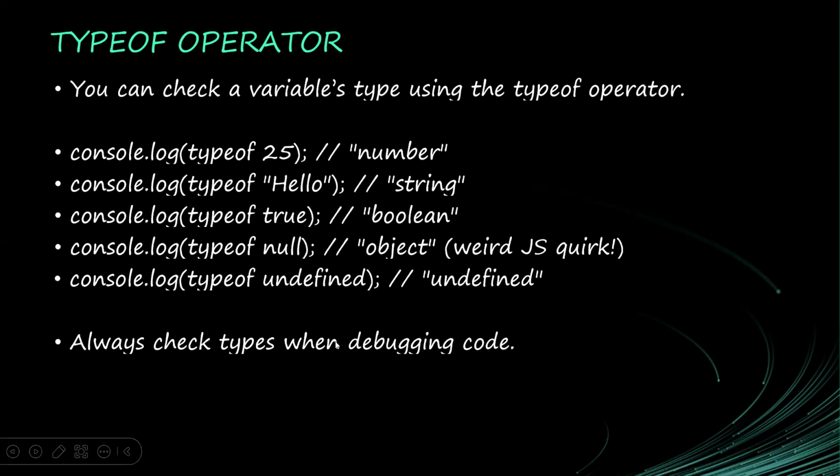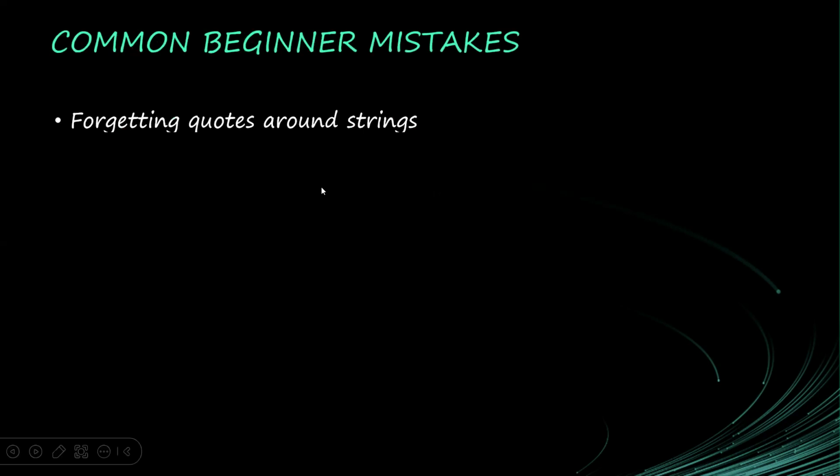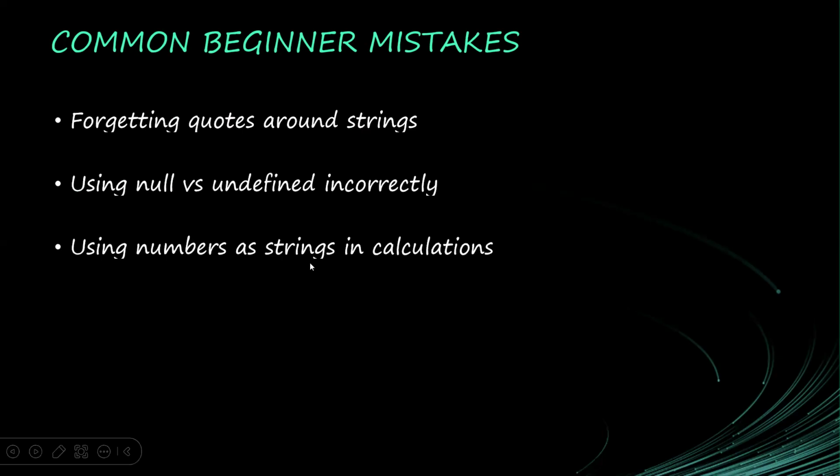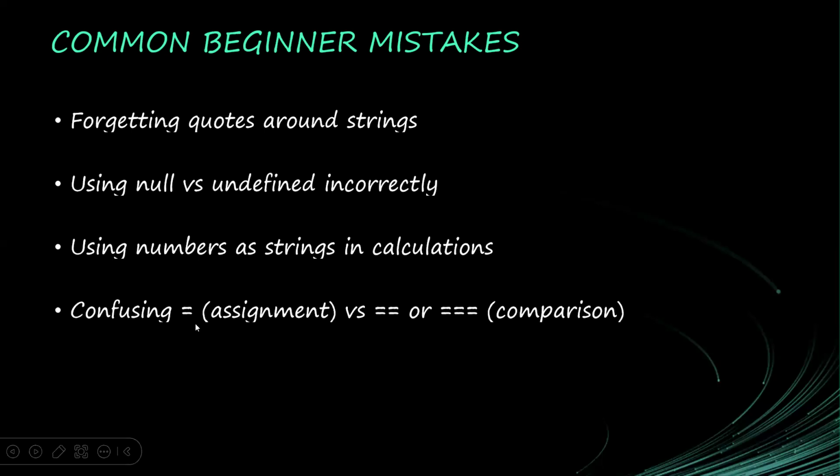Always check types when you're debugging your code. Check the types. Okay. We'll get to that as we progress. So common beginner's mistake, forgetting to put strings in quotes. Either single quote or double quote. Using null versus undefined incorrectly. If you are assigning null, make sure that you're saying it has no value. Undefined means I forgot to add the value. Numbers, you don't use numbers as strings in calculations. When you want to do calculations, don't use numbers as strings. Confusing assignment versus equality. We'll talk about these operators, the inequality, the equality operator. We'll talk about all of them later on in the class.